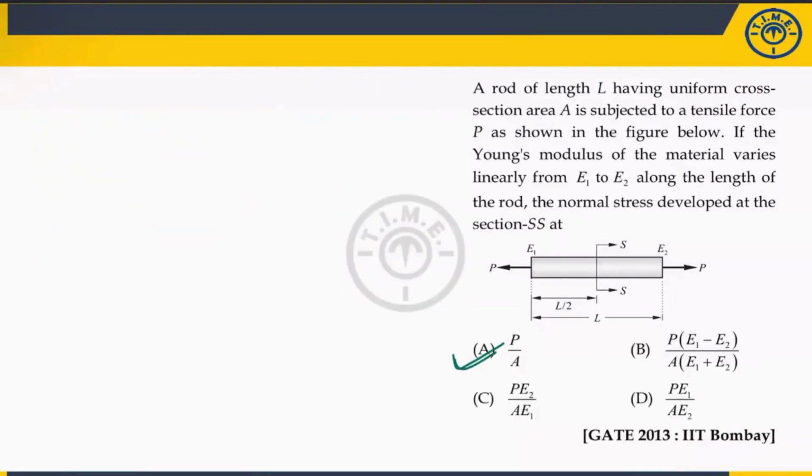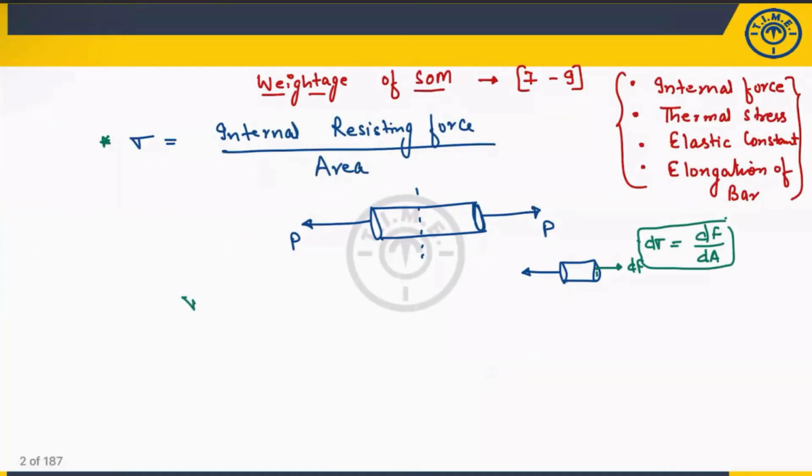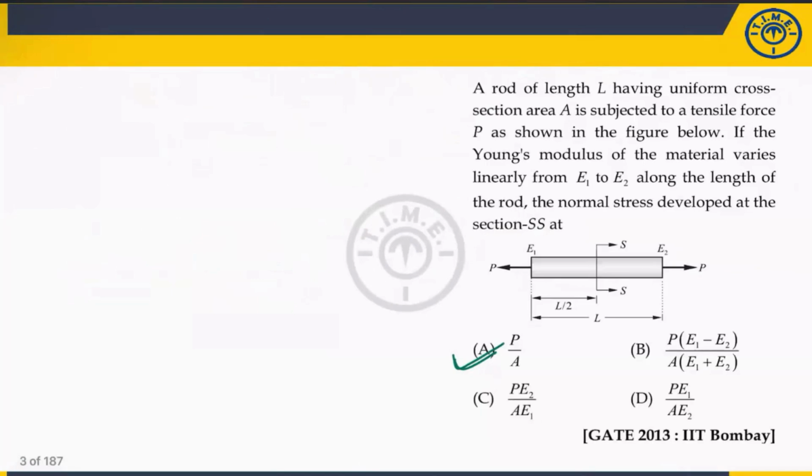This is a very simple, straightforward question. But they frame the option in such a manner that the student will make the mistake. But you know the stress is nothing but the resisting force per unit area. Because whatever force is acting here, that internal resisting force will be equal to the applied load only. So the stress value will be equal to P by A. And here, if the P force is acting and the area is A, you will get the answer as A.